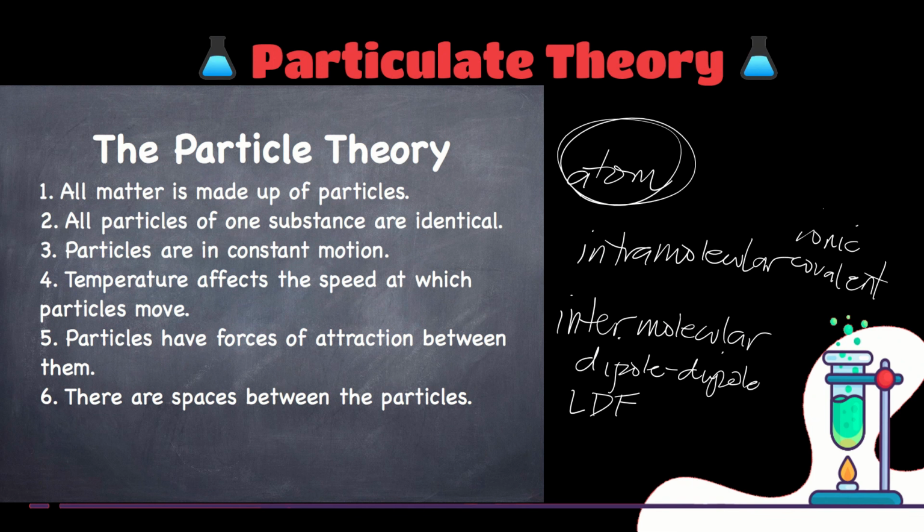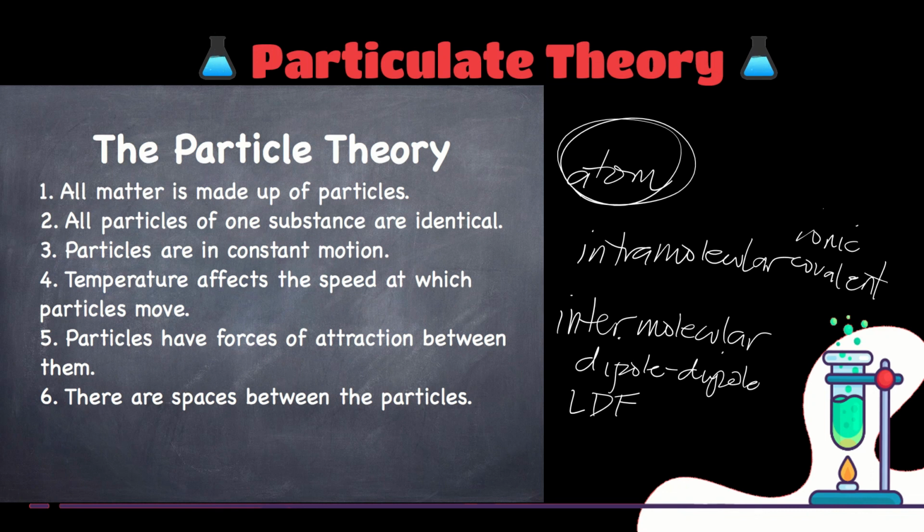Number 1, na lahat ng mga bagay sa universe, basta sila ay may mass, sila ay may density, and that they are classified as matter, they will be composed of atoms. Number 2, lahat daw ng mga particles ng isang substance pare-pareho. Number 3, lahat daw ng mga particles nito ay patuloy na gumagalaw, so they are constantly moving. 4, the temperature affects the speed at which the particles move. Kapag mataas ang temperature, mas mabilis ang kanilang movement. Mas mababang temperature, mas mababa ang kanilang movement.